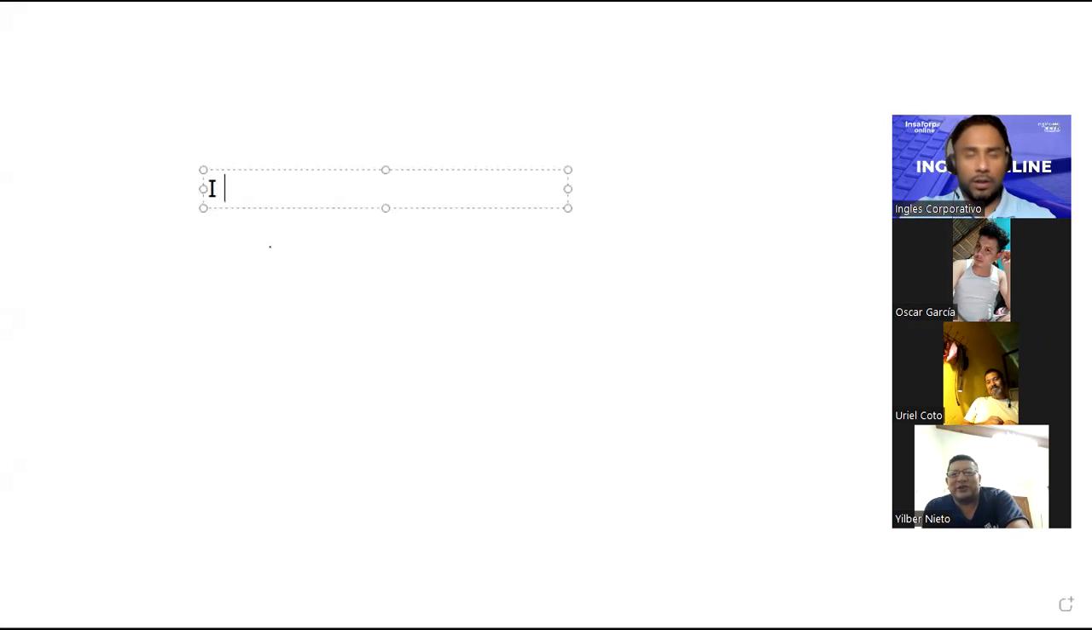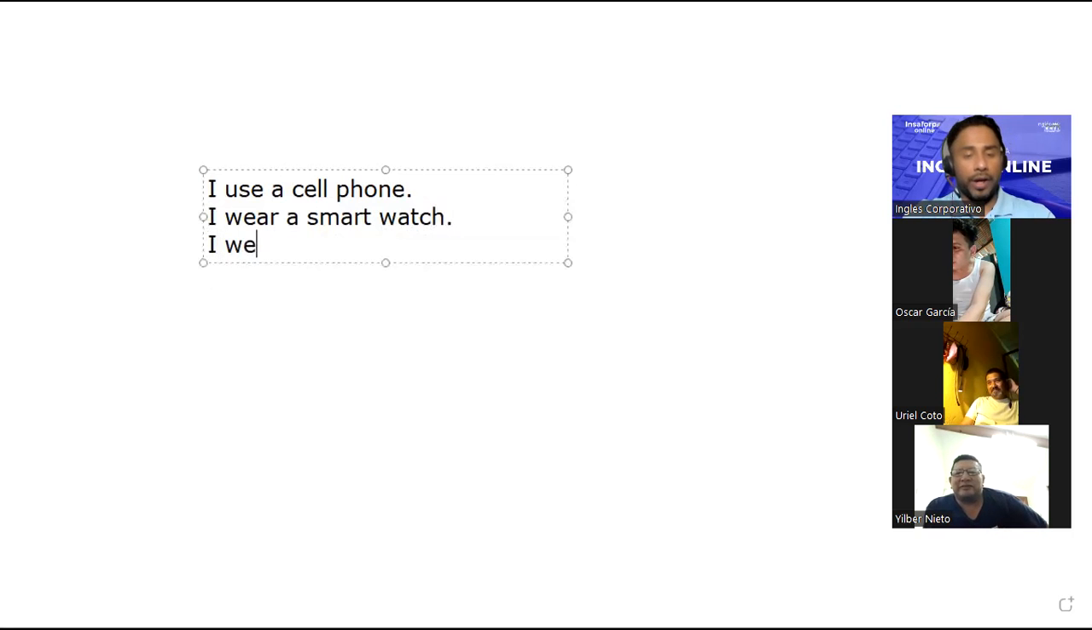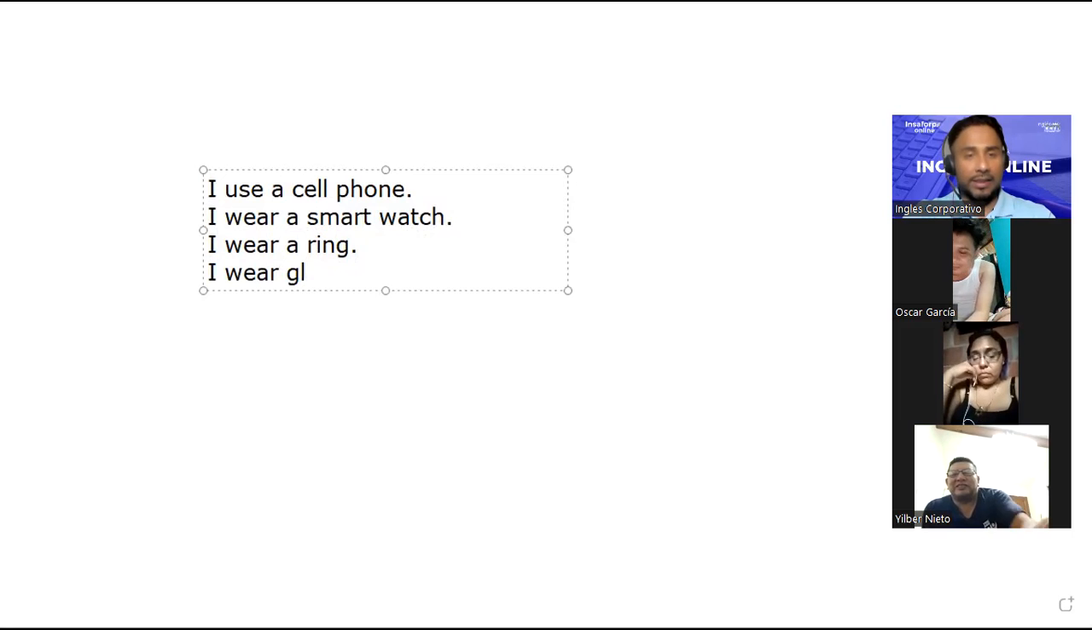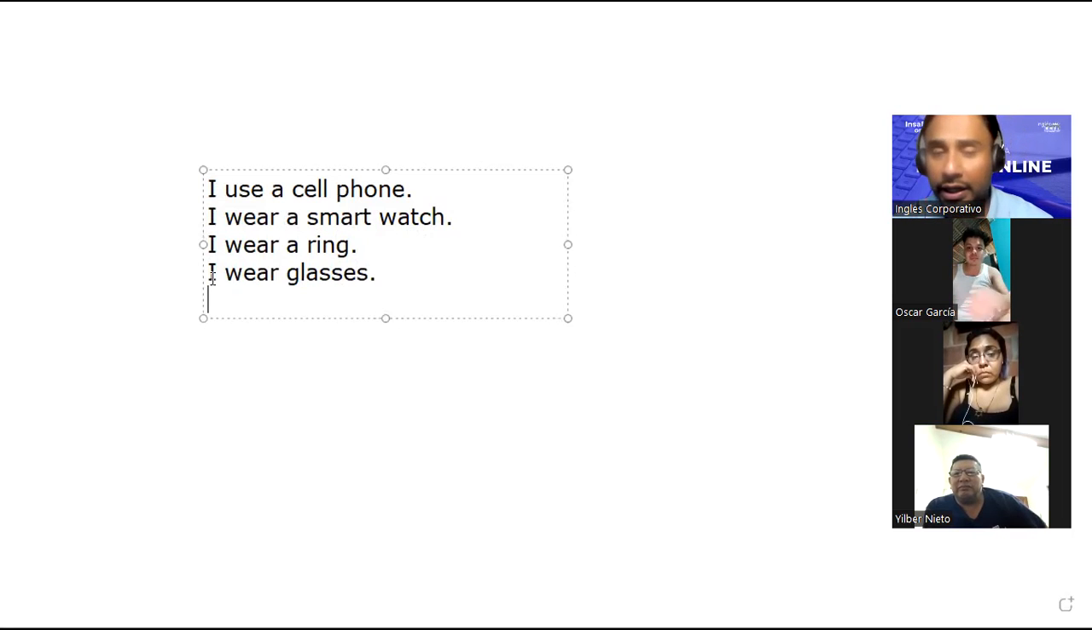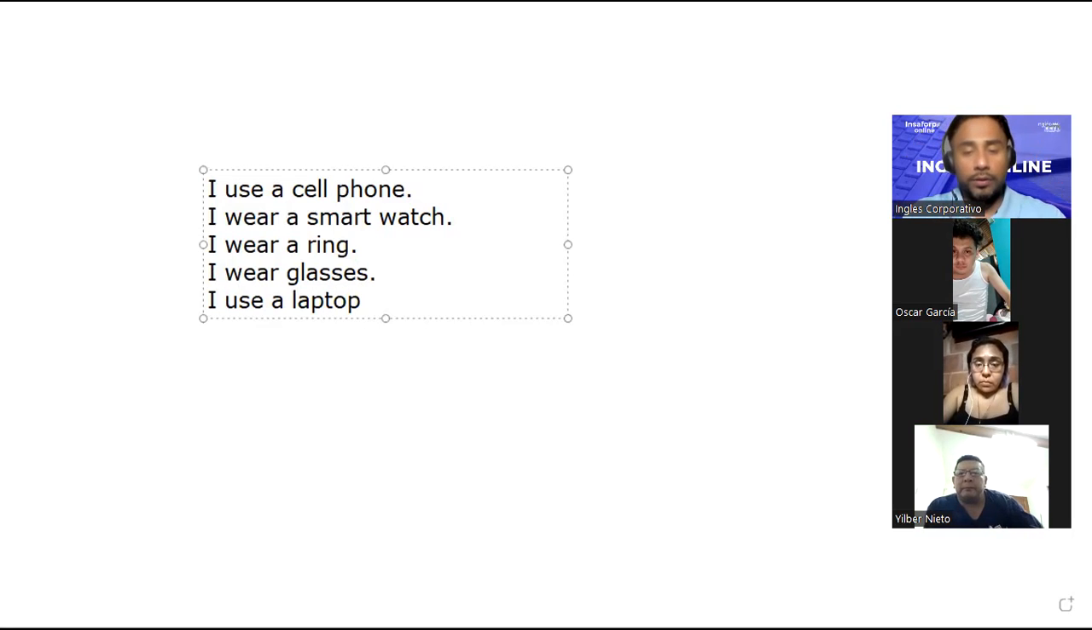Y el verbo use, usar, use. Allí sería I use a cell phone. I wear a smartwatch. I wear a ring. ¿Son válidos los dos entonces? No. I wear glasses. No. I use a cell phone. Quiere decir, yo uso un celular. I wear a smartwatch. Es yo visto un smartwatch. I wear a ring. Yo visto un anillo. I wear glasses. Yo visto lentes. I use a laptop. Yo uso una laptop.